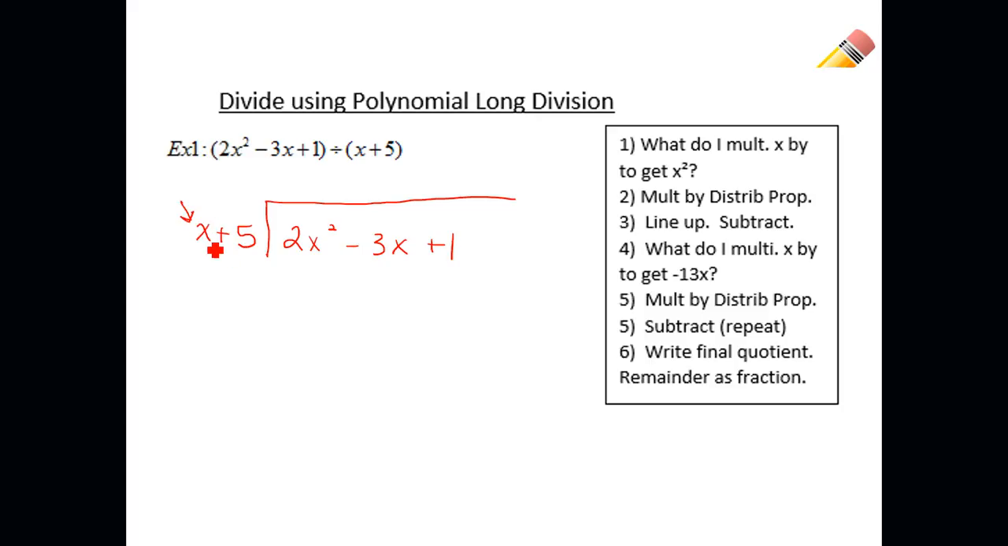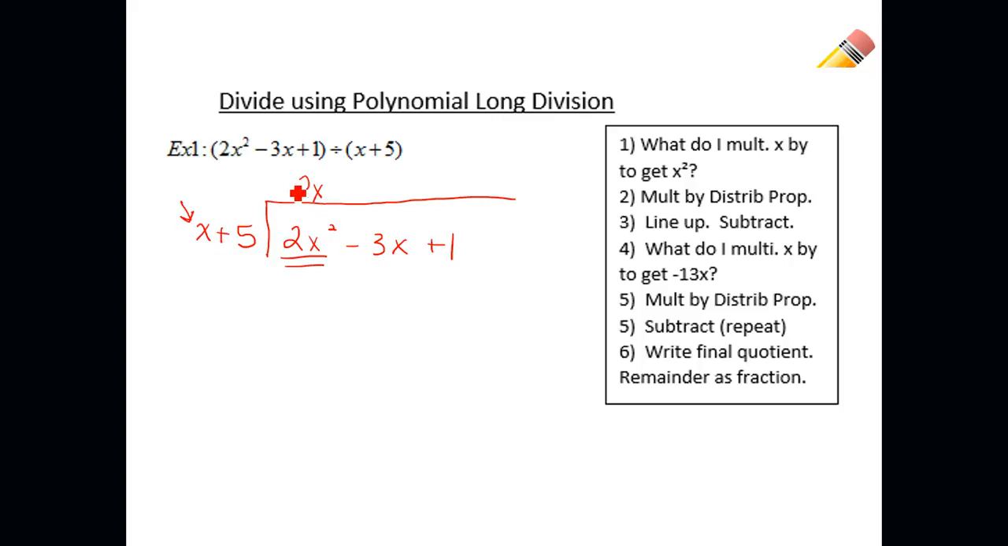You look at this x, and you say, what do I multiply x by to get me as close as possible to 2x squared? X times what will turn into 2x squared? X times 2x would become 2x squared.